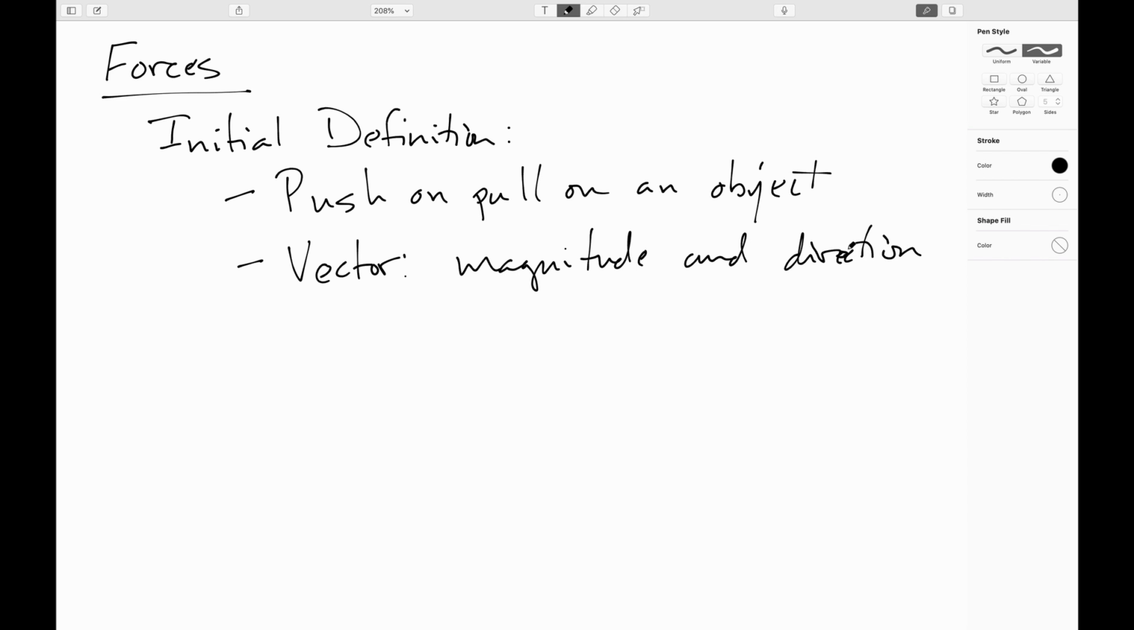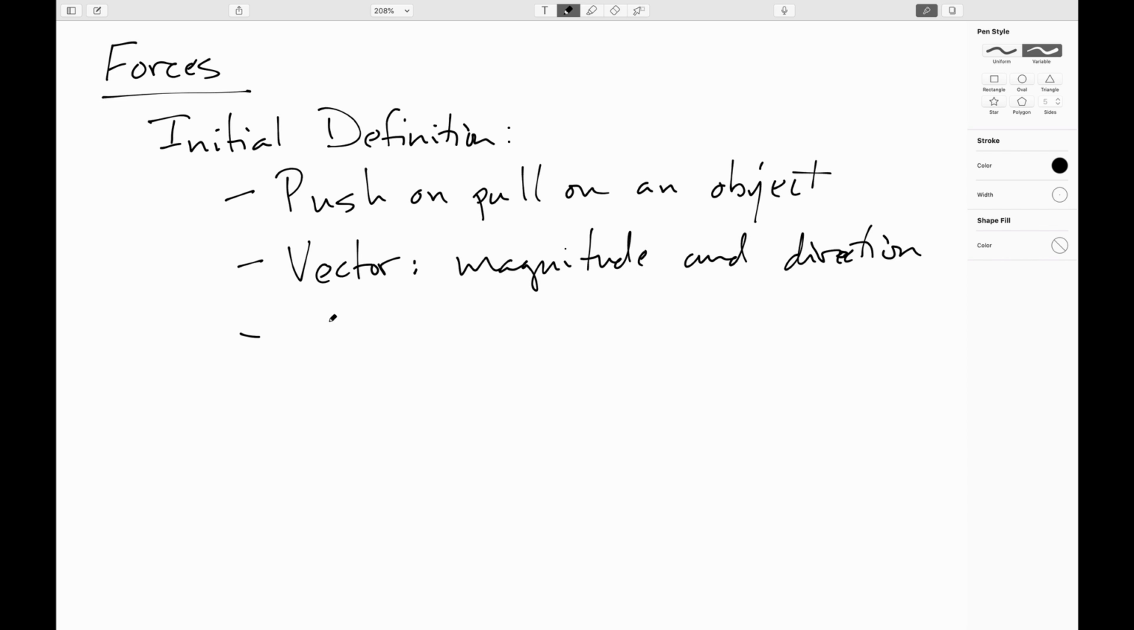Right? If we go and say throw a ball, how hard I throw the ball is going to determine how fast it ultimately goes. And which way I throw the ball is ultimately going to determine which way it flies. So our throwing action, which would be a push on the object, has both a magnitude and a direction. So it makes sense to try to treat this as a vector quantity.